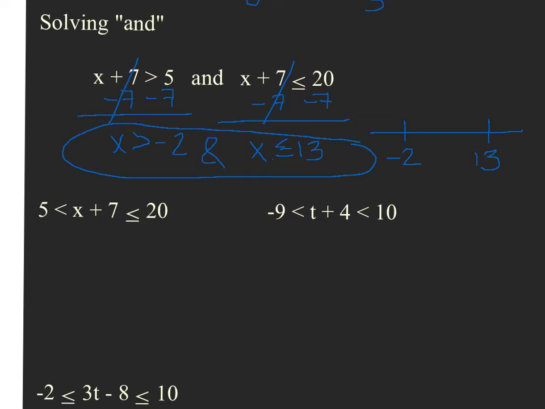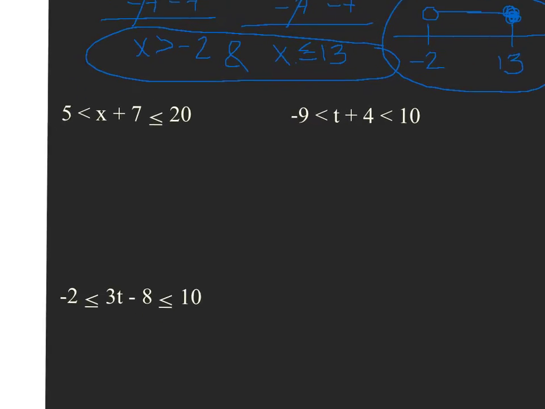Now it says X is greater than negative 2, so it's an open circle and to the right. And it says X is less than or equal to 13, so it's a closed circle and to the left. And so here's the other part of my answer, this graph. And I want to see them both. I need to see your work. I need to see both parts of the answer for you to get full credit here.